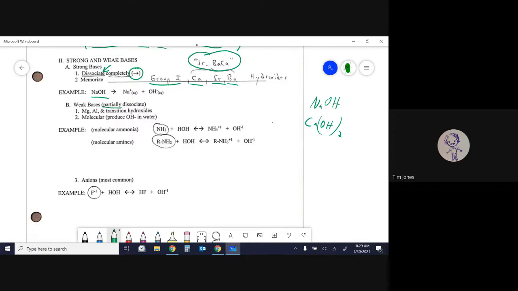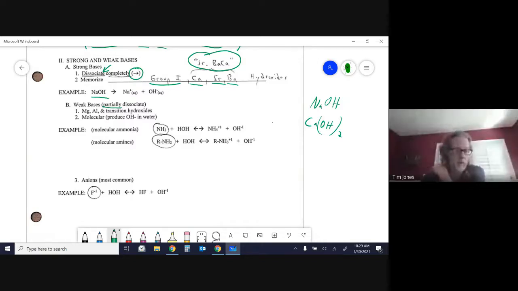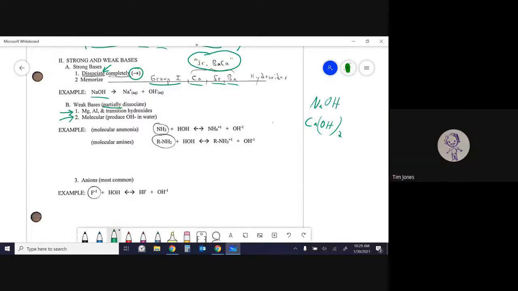And coincidentally there are going to be 3 categories again. Just like in the weak acids, we had 3 categories, we have 3 again. We have all the other hydroxides, so magnesium hydroxide, aluminum hydroxide, iron hydroxide, tin hydroxide, things like that. There are some molecular ones. One is ammonia.